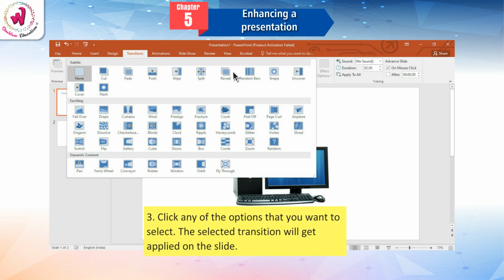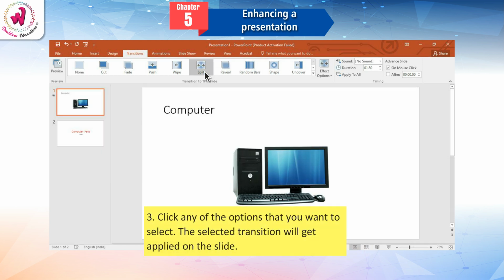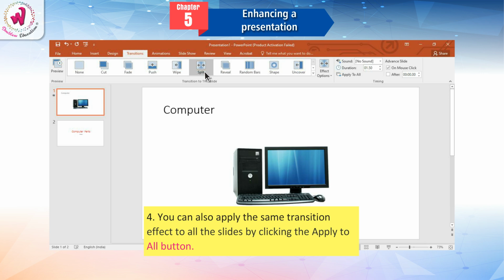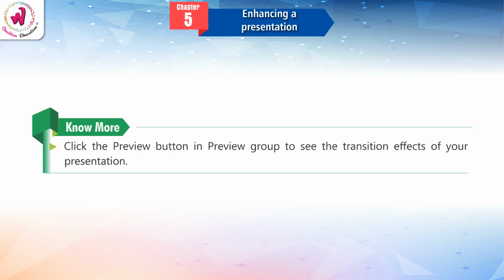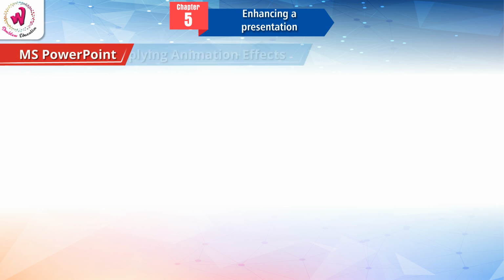3. Click any of the options that you want to select. The selected transition will get applied on the slide. 4. You can also apply the same transition effect to all the slides by clicking the Apply to All button. Click the Preview button in Preview Group to see the transition effects of your presentation.